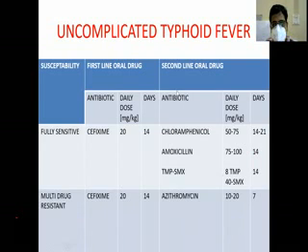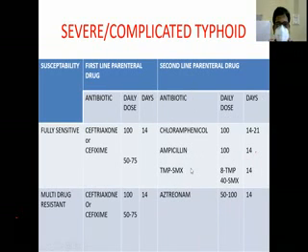The first line drug and the second line drugs. If it is fully sensitive, cefixime is the oral drug we use. Daily dose is 20 mg per kg per day, and you should continue for 14 days. If you are admitting the patient, ceftriaxone is the counterpart for oral cefixime. And second line drugs are chloramphenicol, trimethoprim-sulfamethoxazole, and amoxicillin.